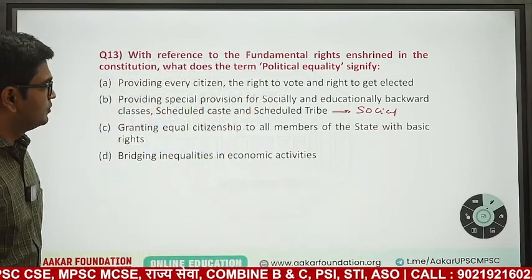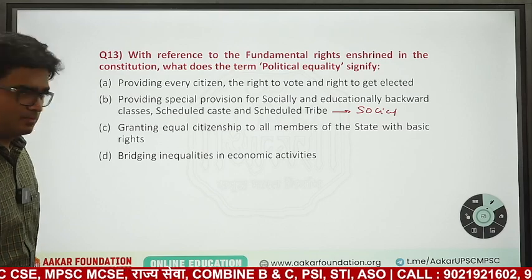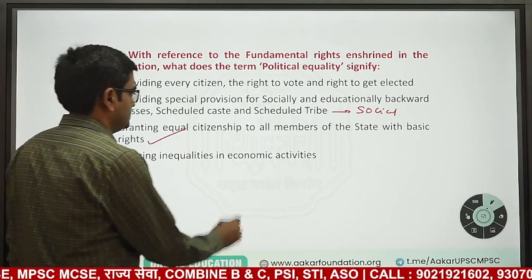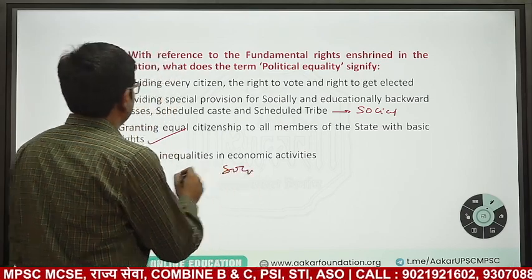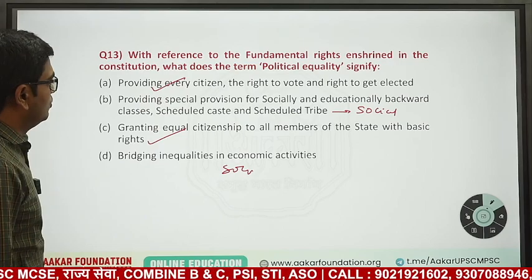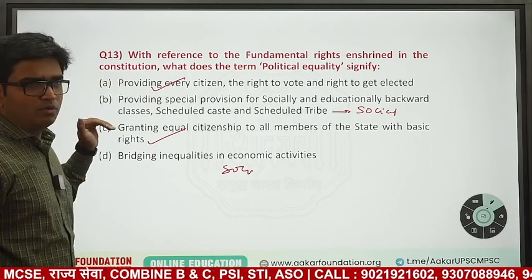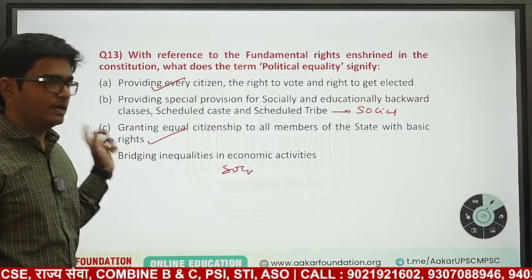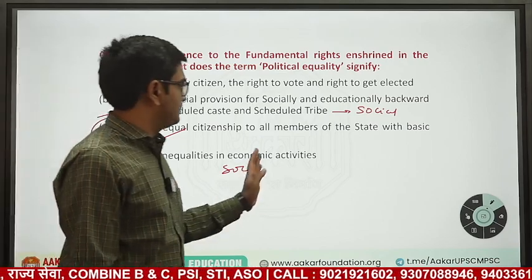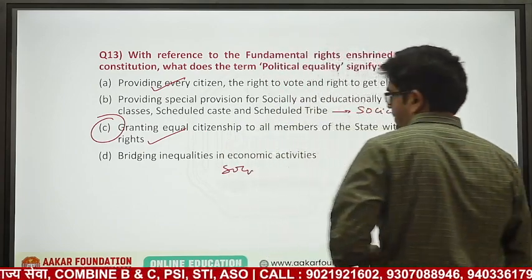Granting equal citizenship to all members of the state with basic rights. Yes. Bridging inequalities in income activities. No, this is again socio-economic. So confusion will be between these two. Now, what do you think is a more overall or more comprehensive statement? That will be the answer. Answer is C. Granting equal citizenship to all the members of the state with basic rights.